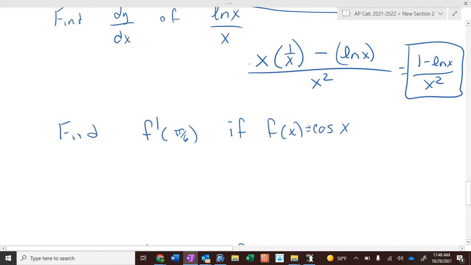What's the first derivative at pi over 6 of the cosine of x? Oh, we got that one. Yeah, that one's easy. Move on. I don't want to get the graph circle out.